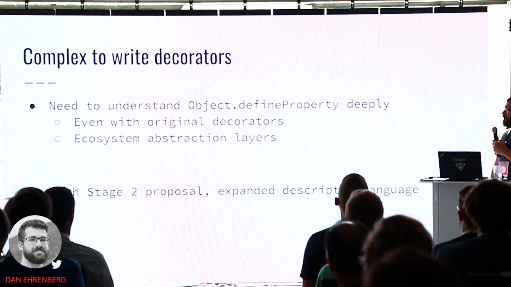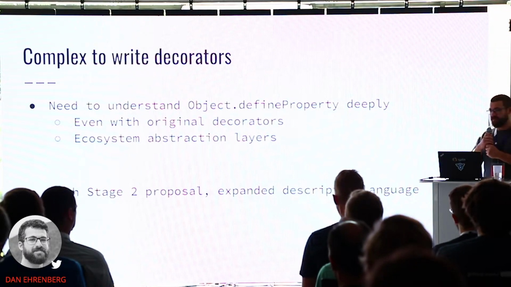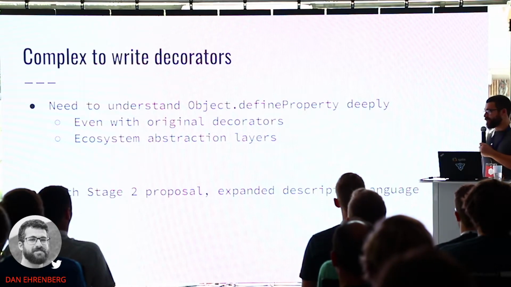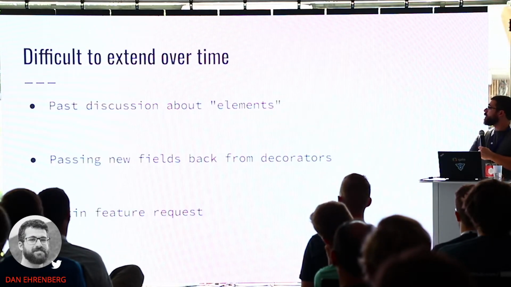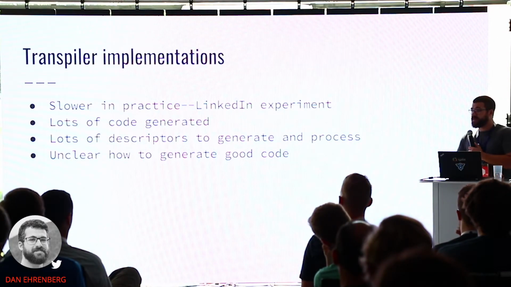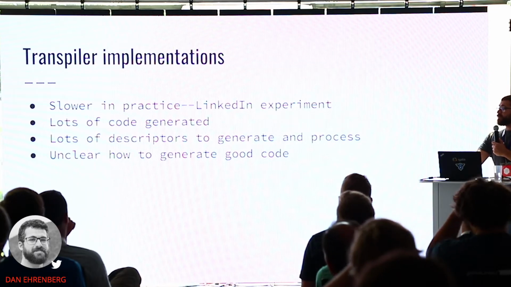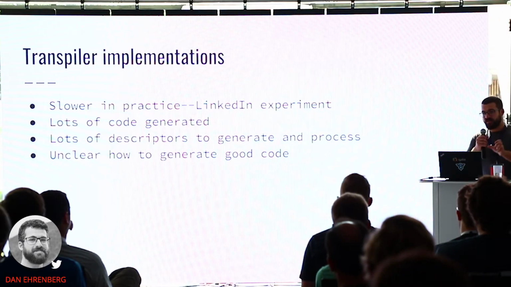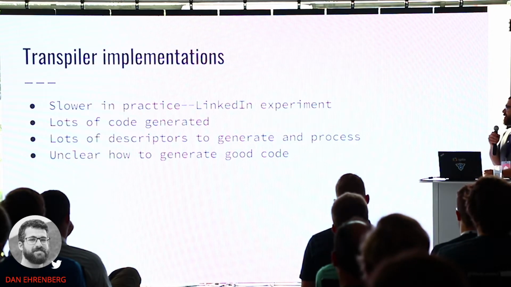So yeah, in addition to those implementation concerns, there are also language level concerns with both of the first two versions, that for people writing decorators, you had to understand all these things about Object.defineProperty, and difficulty to extend over time. So the reason that these descriptor-based decorators were slower is because, there was an experiment done by LinkedIn where they tried deploying the second version of decorators and found that it had a measurable slowdown in their application.